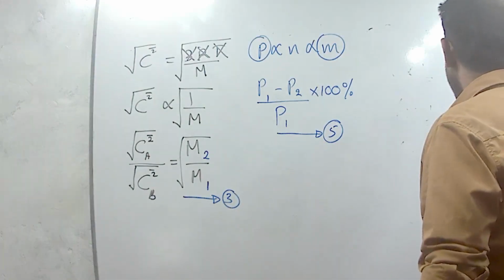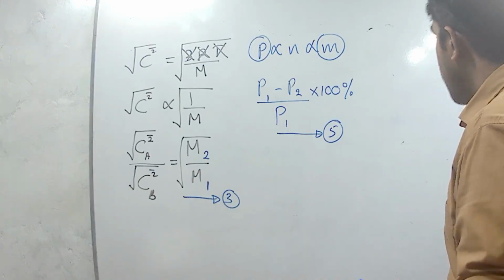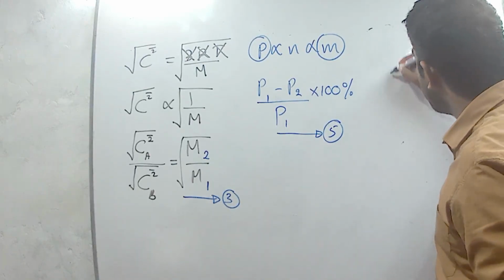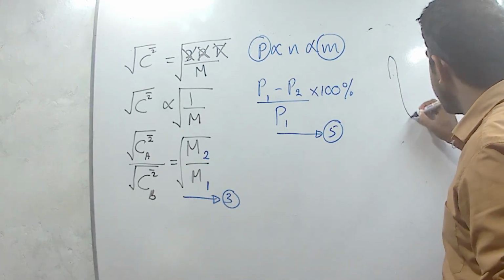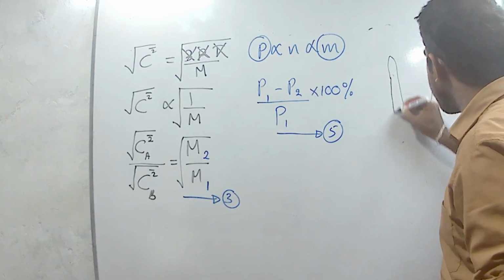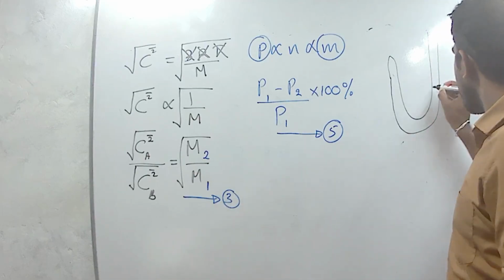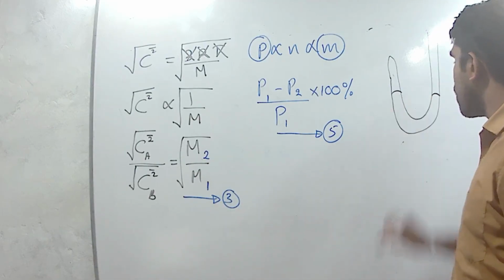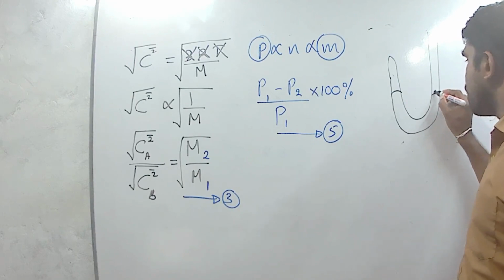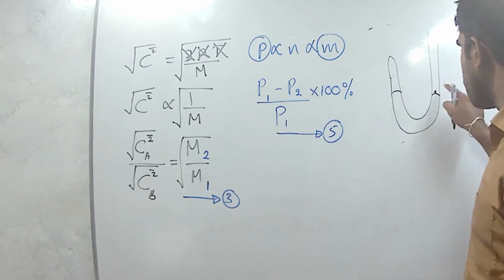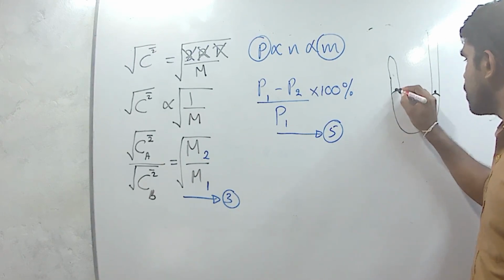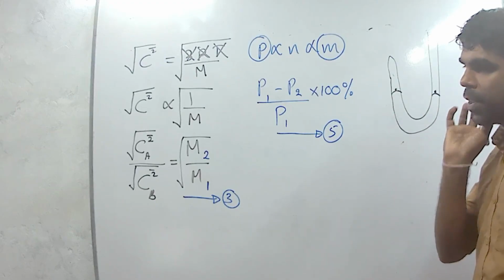For the initial situation, pressure of the trapped air column is equal to atmospheric pressure. Because there is the same level of mercury, we know that the pressure at this point is atmospheric pressure. Therefore, pressure at this point is also atmospheric pressure.